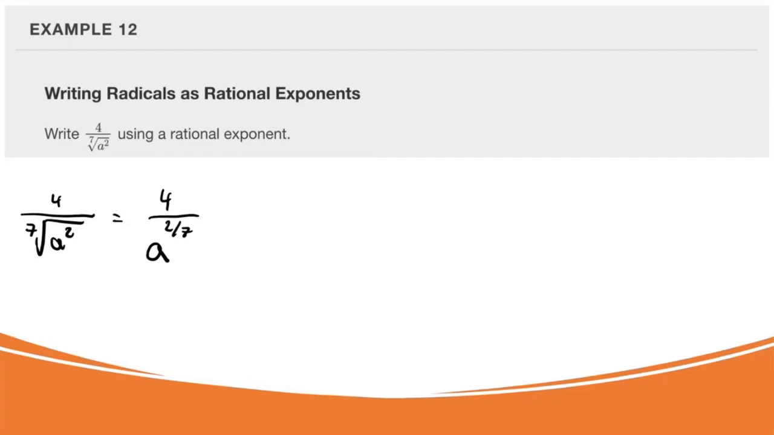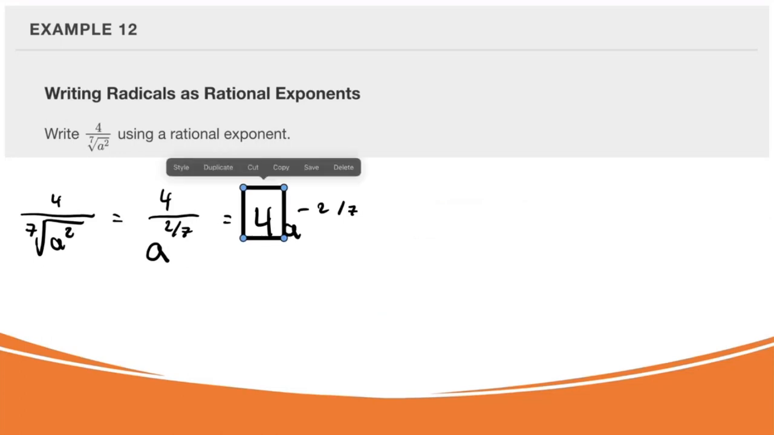So we got the rational exponent, and then they just wrote it, moved it up, right? A negative exponent flips the fraction. So then we would say 4a to the negative 2/7, right? All right, we're going to let that one be.